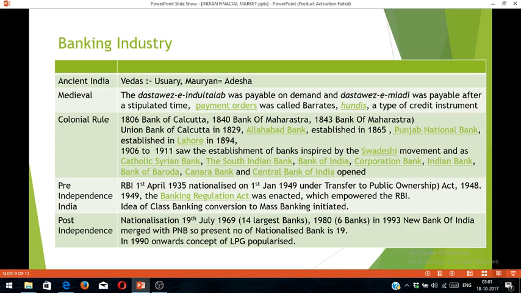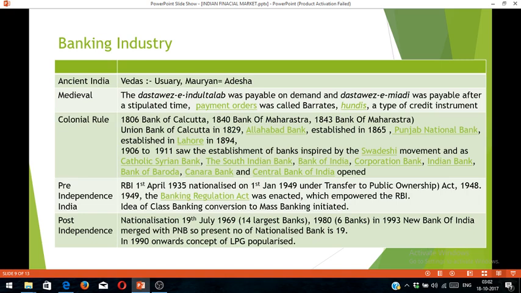Ancient India started before 2000 BC and continued till 700 BC. Medieval India started after 700 up to colonial rule, that is, up to 1600. In the colonial or British period, the history of banks really begins, as banks started expanding and many banks were formally opening.